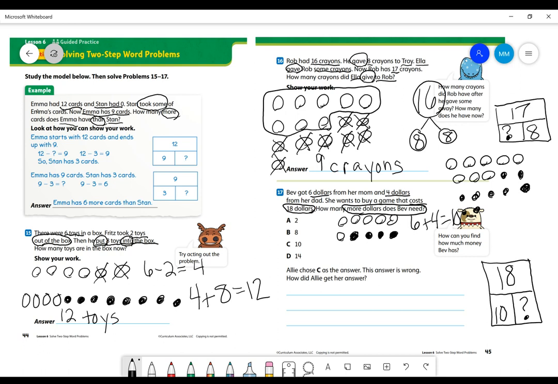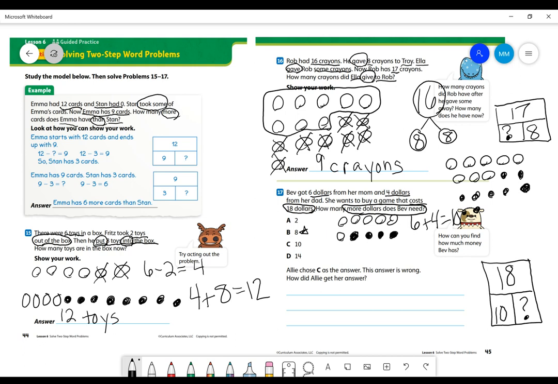So how many more dollars would she need to get 18? 2? 10 and 2, does that make 18? Nope. 8? 10 plus 8. Could you pound and count that? 10, 11, 12, 13, 14, 15, 16, 17, 18. Let's move on. I think it is, so I'm going to put a star next to it, and then I'm going to go back and circle it if my other answers aren't correct.